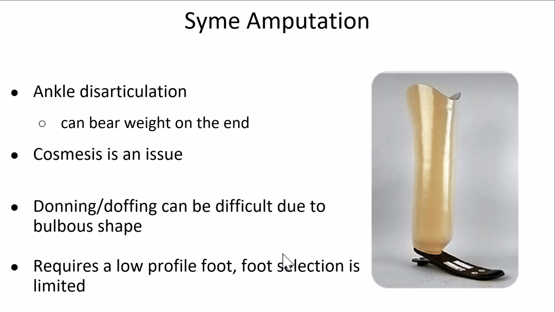If an individual has had a Syme amputation, which is nothing more than an ankle disarticulation, that person can bear weight on the end of their residual limb. However, cosmesis is definitely an issue. As you can see, this kind of prosthetic doesn't look very much like a normal human limb. And donning and doffing can be difficult because the end of the residual limb is usually a bulbous shape that is difficult to fit into the prosthesis.